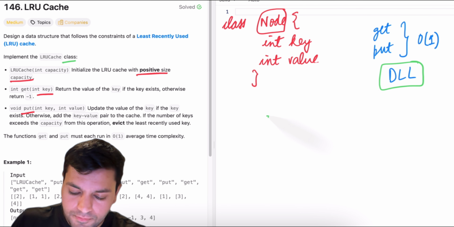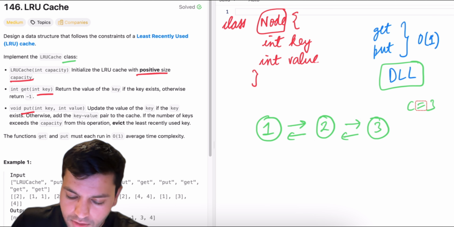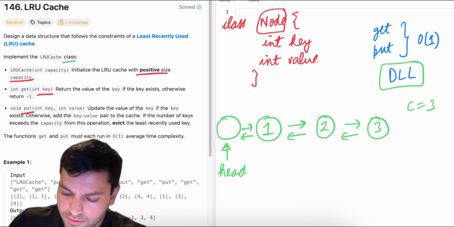So let me redraw our doubly linked list with capacity as 3. And here I can create a head node, and here I have a tail.